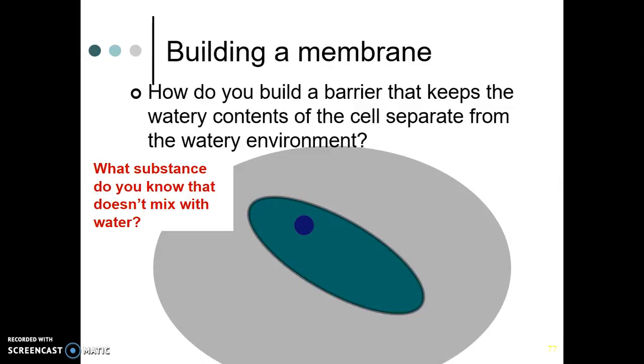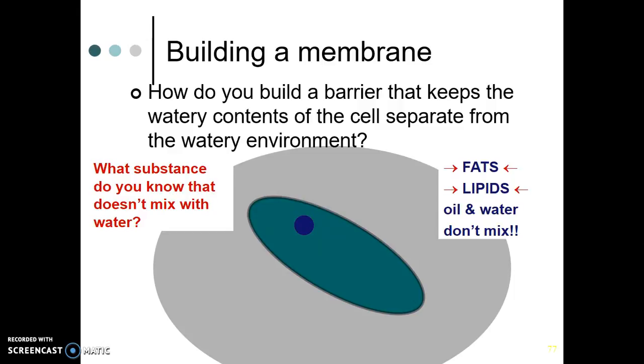So this creates a little bit of a problem. We need a boundary to separate it. But the inside of the cell is made up mostly of water, and the outside of the cell is made up mostly of water. So how do you keep water from mixing with water? Do you know of anything that doesn't mix with water?